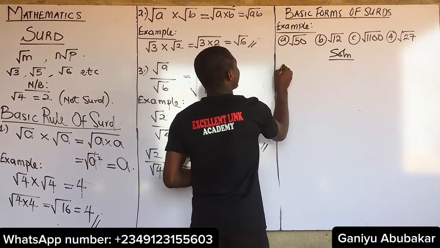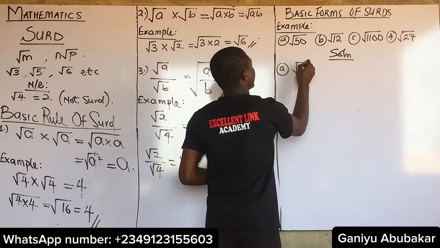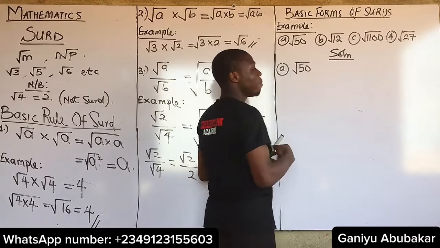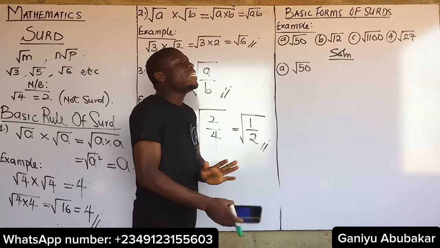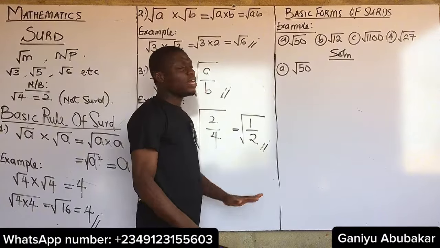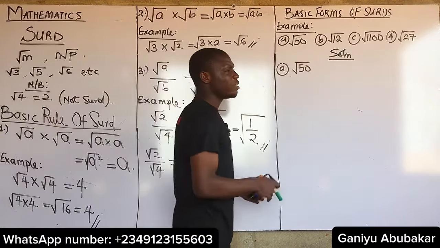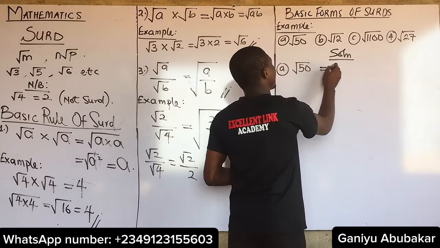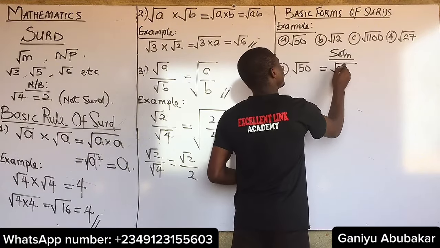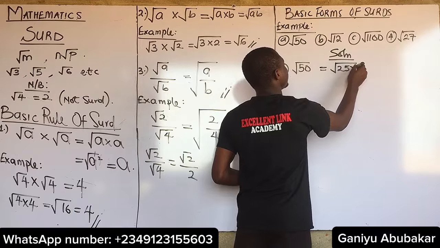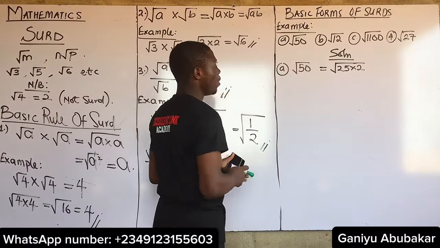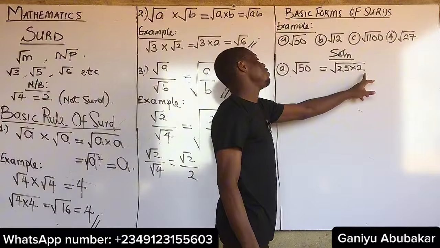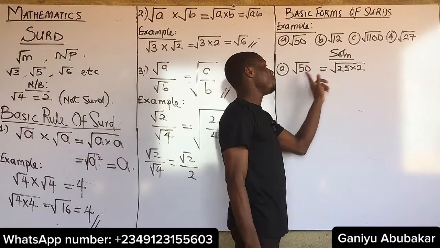I'm having number 1 there, root 50. Let's express root 50 in its basic form. Let's simplify it, or let's break it down. What we know is that root 25 times 2 will give 50. True or false? True. 25 times 2 will give 50.